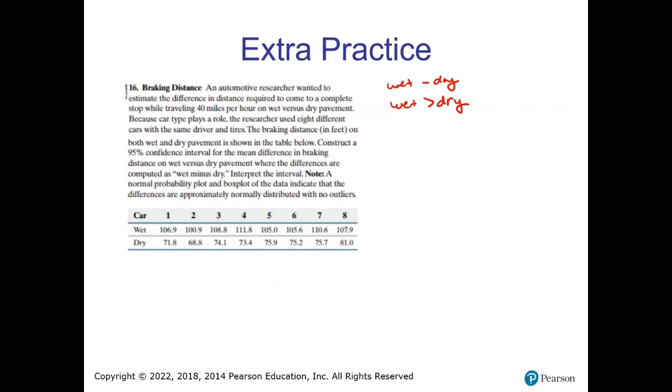Because the same car and driver and tires were used on both wet and dry for each car, car 1 had a driver and tires, that is paired. Car 2 had a different car, but it was the same driver and tires, both on wet and dry. Then they did the third car, the fourth car, the fifth car. So each one was paired. Car 1 had the same driver for both wet and dry. Car 2 had a different driver, but the same driver for its wet and dry trial.